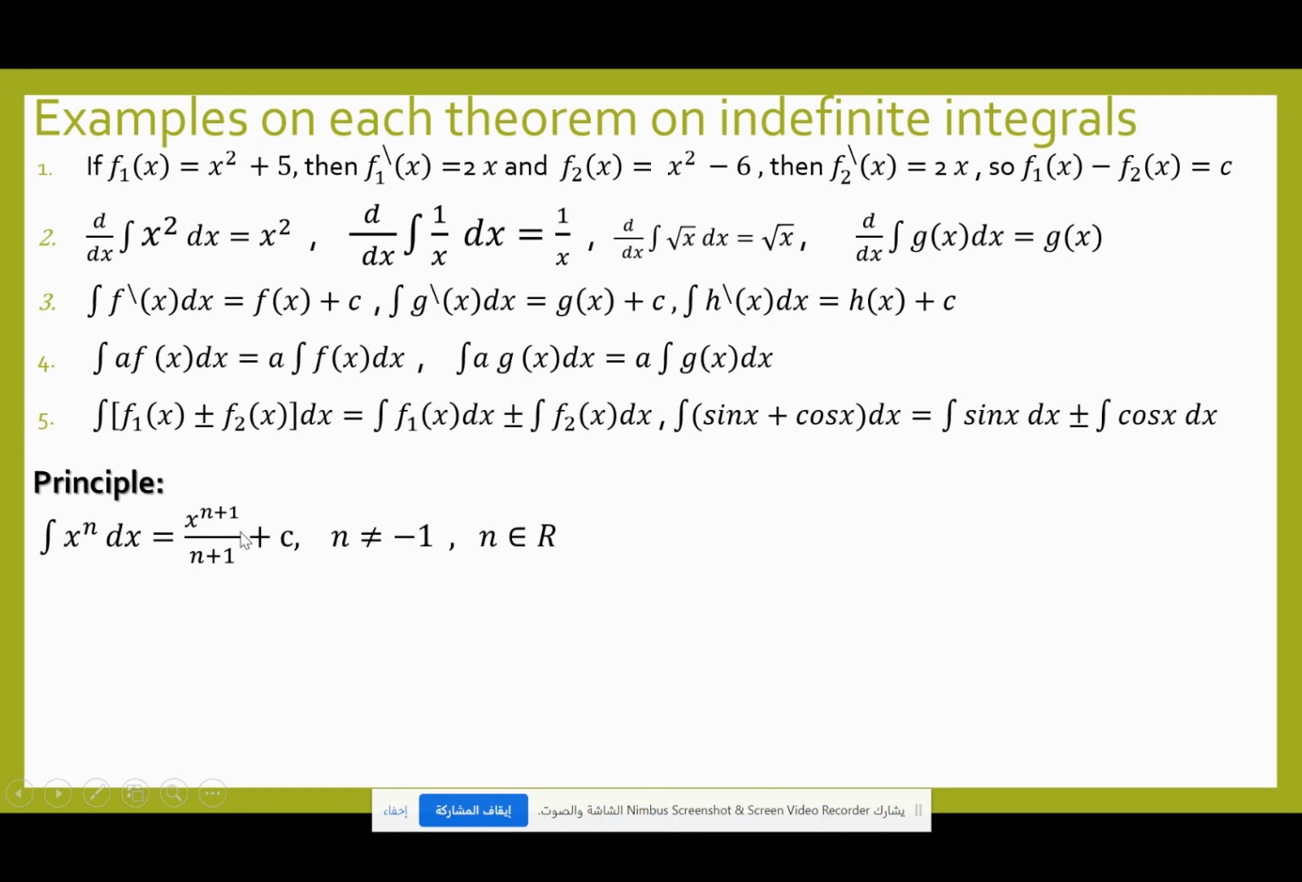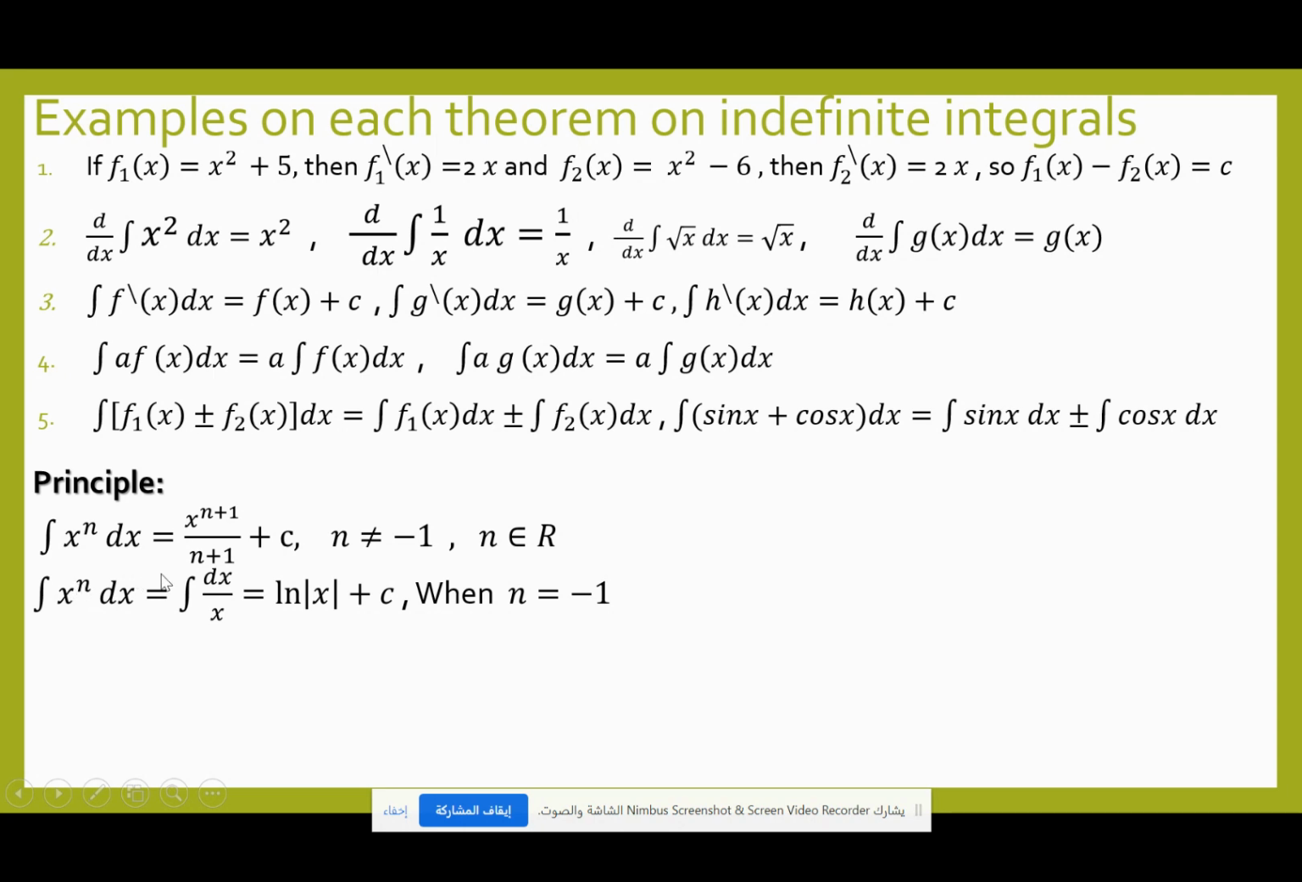And that can happen with an important condition, which is that n should not be equal to negative 1. N can be any real number except negative 1. Why? Because if it equals negative 1, we can replace this n by negative 1. Look, they have the same rule.